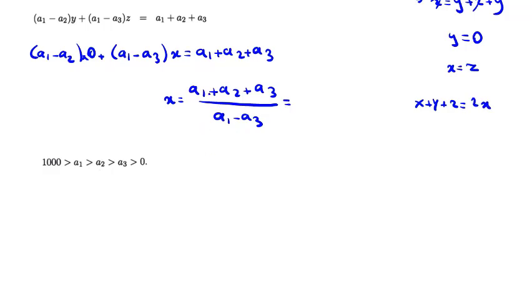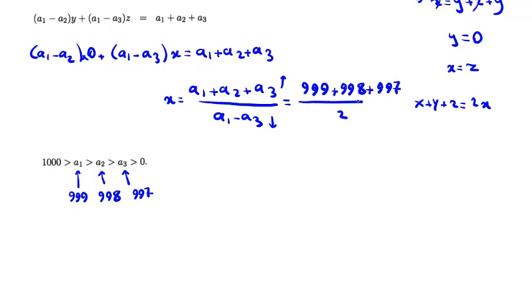Because we want to maximize x, we should maximize the numerator and minimize the denominator. We know a1 minus a3, if we want to minimize, it is at least 2. And if we maximize, we consider it is 999, it is 998, so it is 997. In this example, we both maximize the numerator and minimize the denominator. It will be 999 plus 998 plus 997.